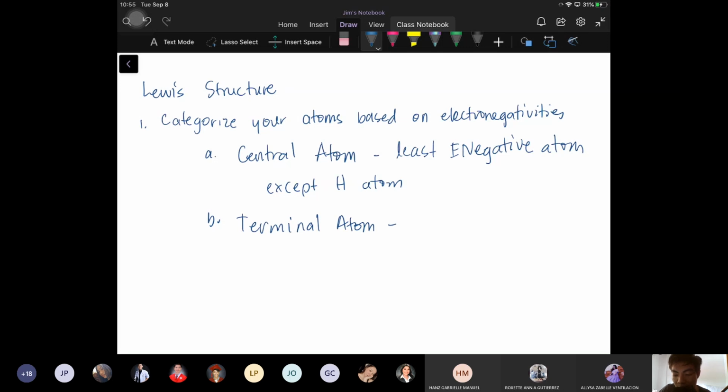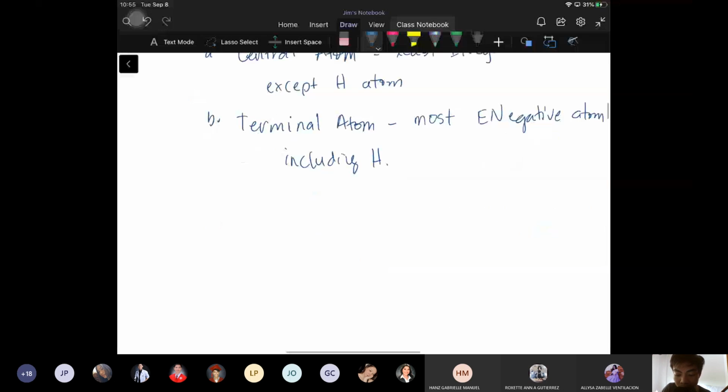So, ano yung nasa dulo? Yung terminal atoms. When we say terminal atoms, these are our most electronegative atoms, including hydrogen. Si hydrogen, pwede siya maging terminal for the reason na hindi siya pwede kabitan. Siya yung kumakabit, hindi siya yung kinakabitan. So, yun yung idea. Most electronegative dapat. So, that means for example, meron ka neto.